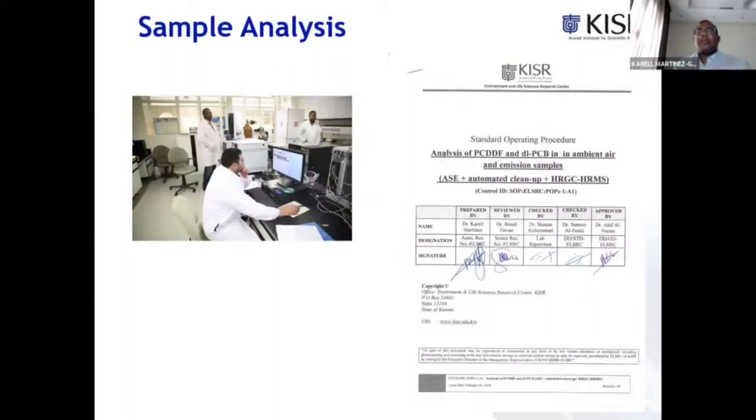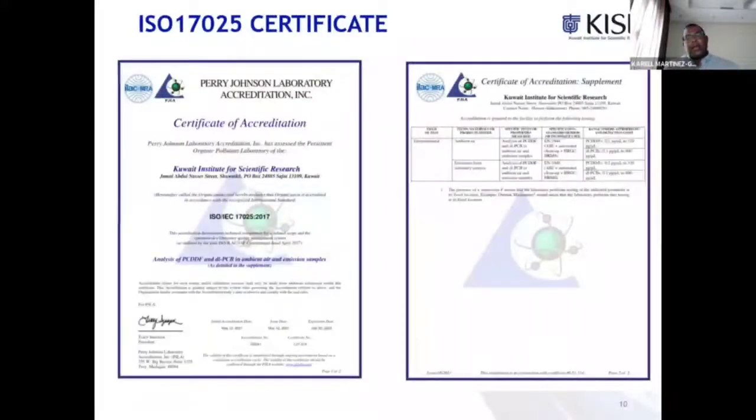The sampling analysis was based on our internal SOPs. Like in previous presentations, you have seen all the instruments that we have in the lab. Apart from the instruments, we also have the expertise to do this analysis. And back in May, we got the ISO certification for the analysis of dioxins, furans, and dioxin-like PCBs in emissions and air samples, after participating in different intercalibration exercises. So we are happy for that.